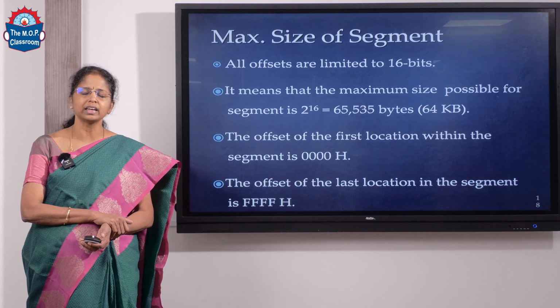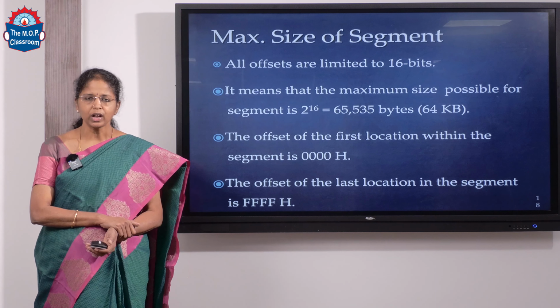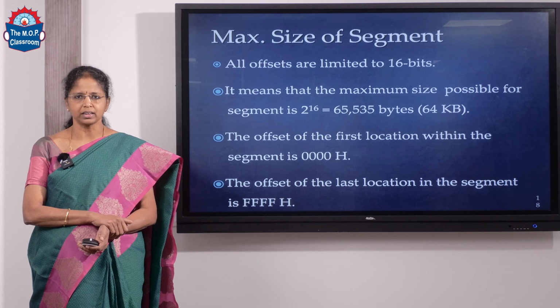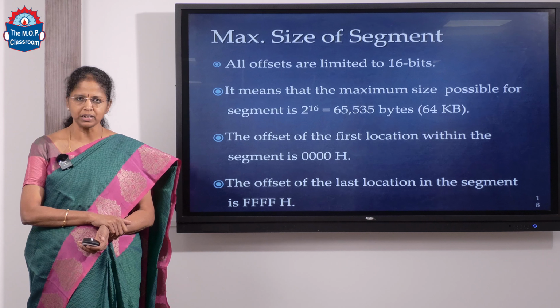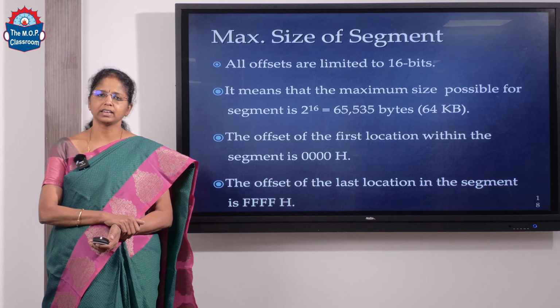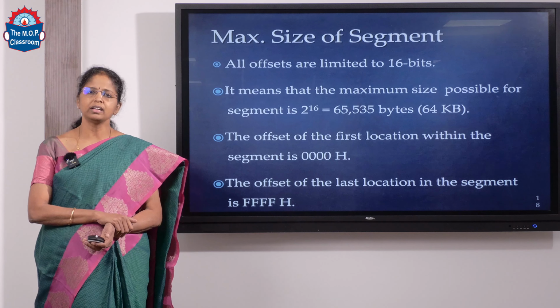We know that the total size of the memory that can be accessed by 8086 is 1 MB. Now, what about the size of each segment? We know that the segment register size is 16-bit, which means the offset address can be of size 16 bits. We saw earlier that with 20 address bits, we can have an addressable memory of size 1 MB, which is 2^20. But in this case, it is only 16.